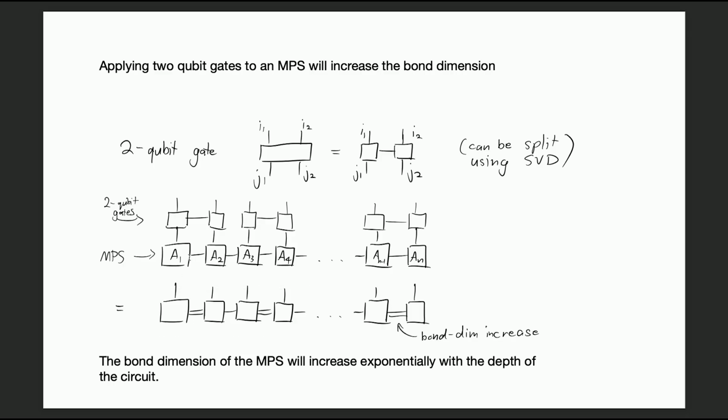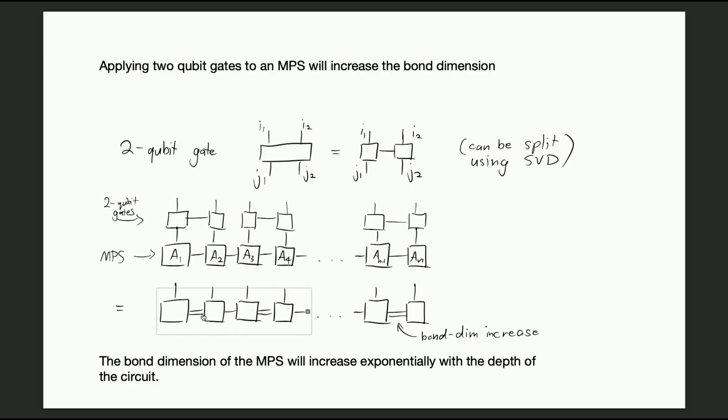What you'll get then is essentially an increase in the bond dimension. So these bonds, originally between the two tensors representing the gate, are now also connecting the tensors of the matrix product state. Essentially, this corresponds to an increase in the bond dimension.